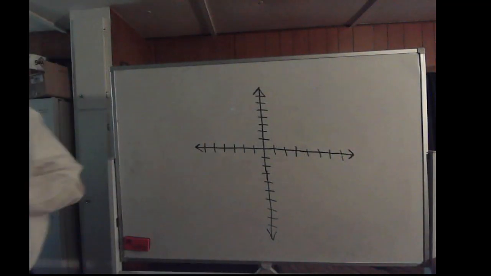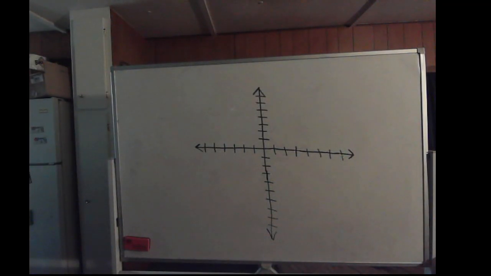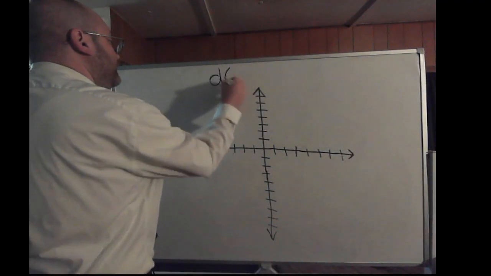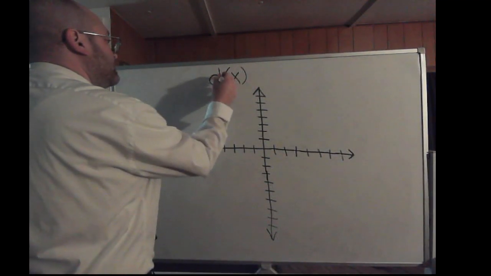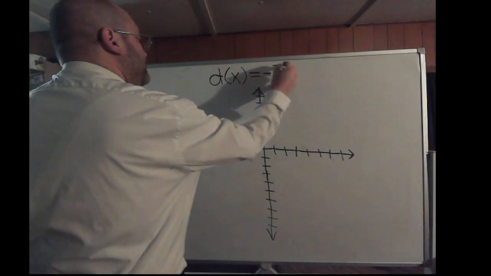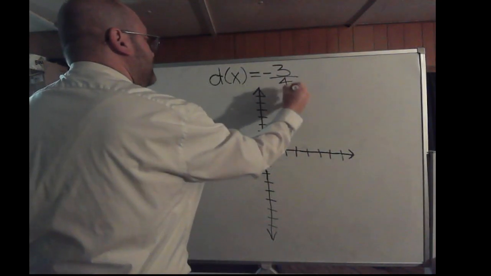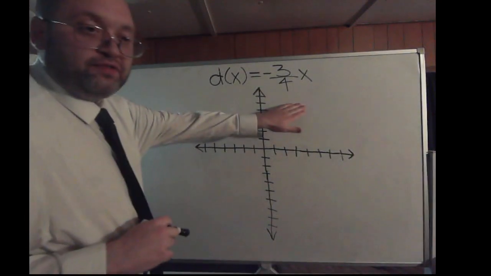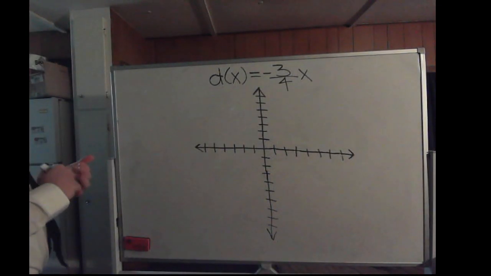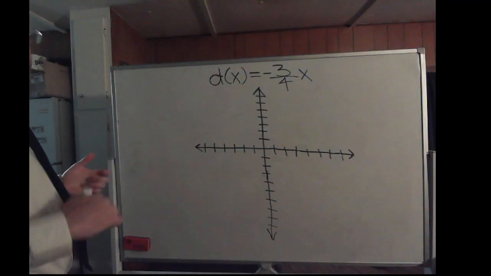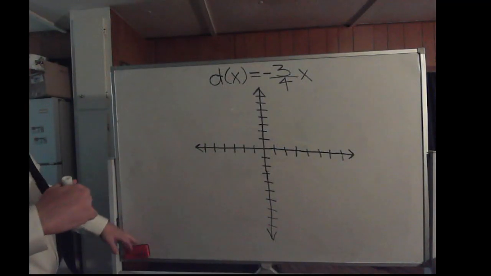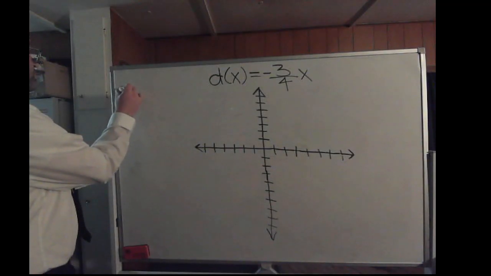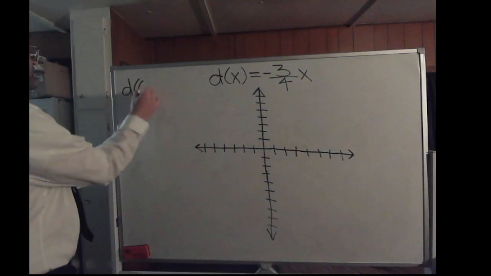Now, what's the next one? We have d of x equals negative 3/4 x. So we have d of x equals negative 3/4 x. So once again, you'll want to find your x and y intercepts. Well, let's find the y-intercept first. You do that by setting x equal to 0. So let's take d of 0.